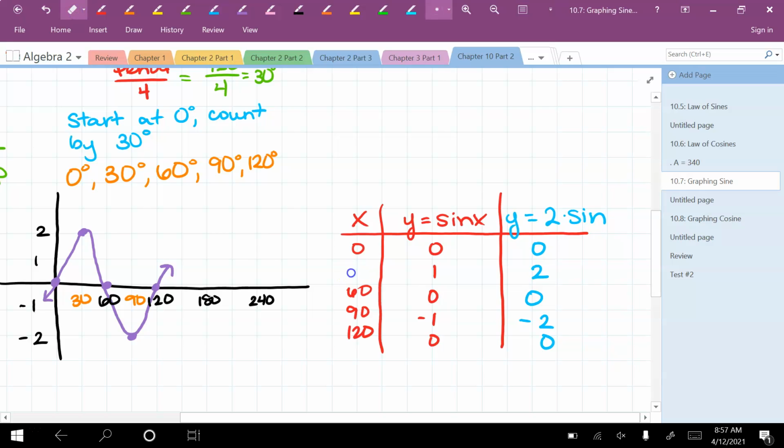I don't know why I wrote 36 there. That should be 30. The parent graph would have kept you at 0, 1, 0, -1, 0. That 2 in front causes it to shift up a little bit more, so it's going to cause this to stretch. All right, let's turn the page. We're going to do another one together before you try one on your own.